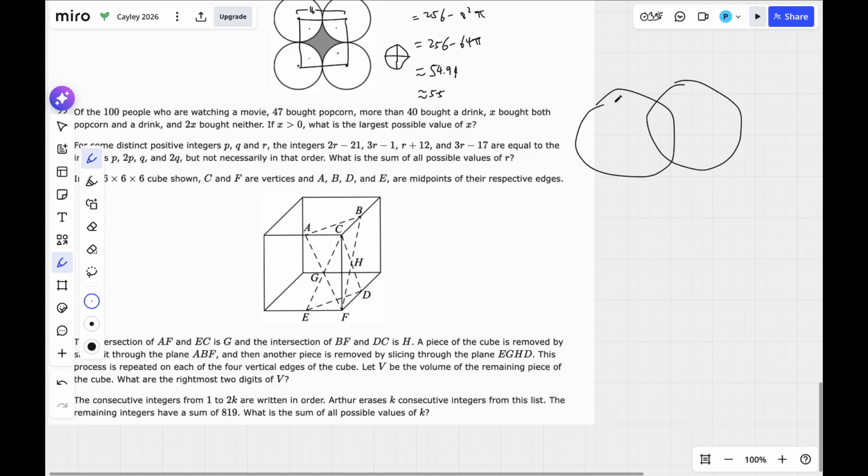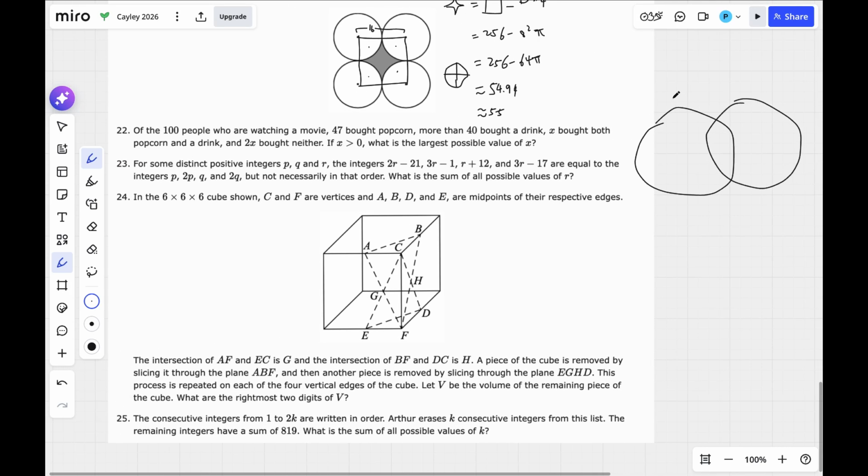Next, we have problem 22. Out of the 100 people who are watching a movie, 47 bought popcorn, more than 40 bought a drink, X bought both popcorn and a drink, and 2X bought neither. If X is greater than 0, what is the largest possible value of X? So here we need to draw a Venn diagram.